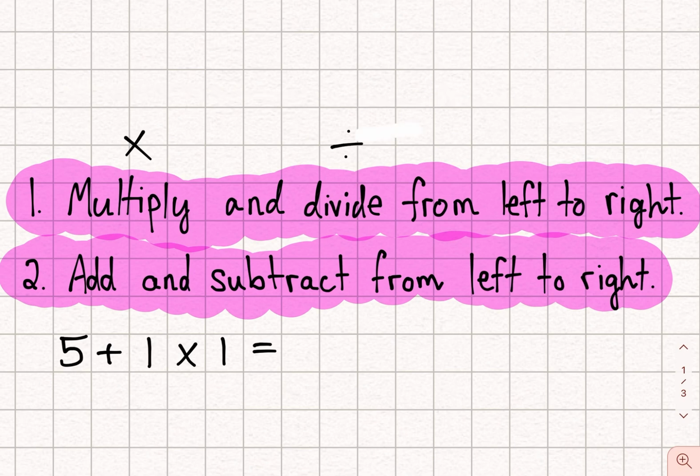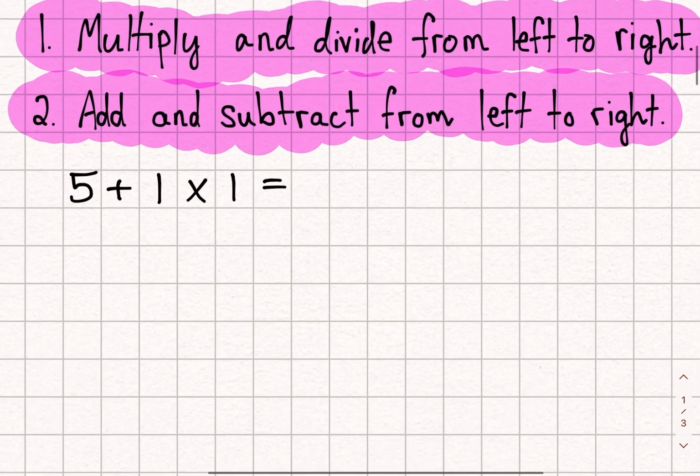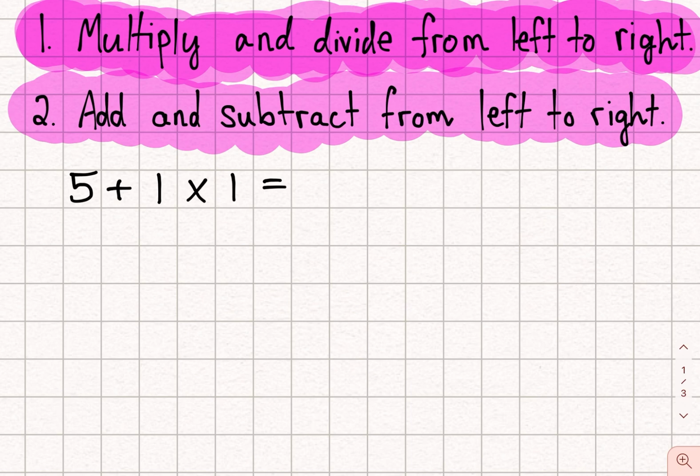Let's go ahead and try this out with a couple math problems. Let's try it with this first math problem here. 5 plus 1 times 1. Okay, what was step 1? Step 1 was multiply and divide from left to right. So is there any multiplication in this problem? Yes. So first we're going to do 1 times 1. 1 times 1 equals 1. Then we'll add the 5. 5 plus 1 equals 6. So first we multiply or divide, then we add and subtract.